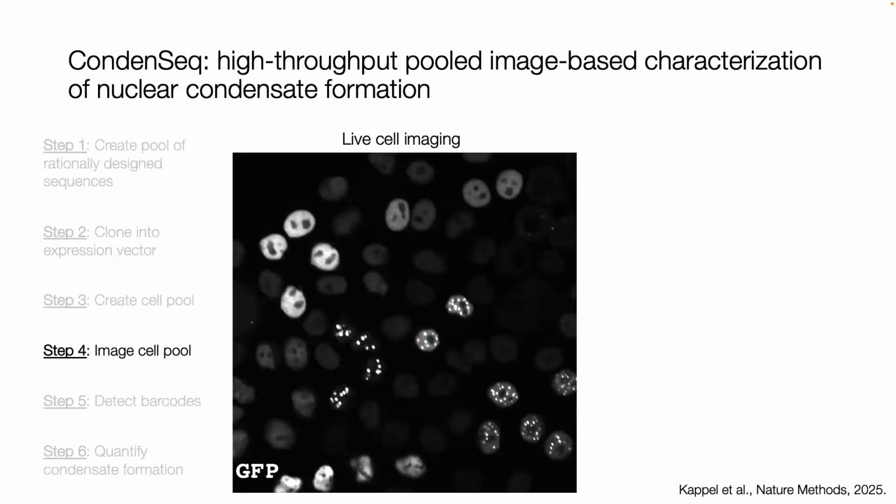I'm showing an example image here. You see lots of cells showing up. And every cell looks kind of different. In some cells, you see a diffuse localization pattern, no condensates forming. In other cells, you see these condensates really robustly forming. And then the challenge is, they all look different because they're all expressing different protein sequences. And so if we want this data to actually be useful to us, we need to figure out which protein each cell is expressing.